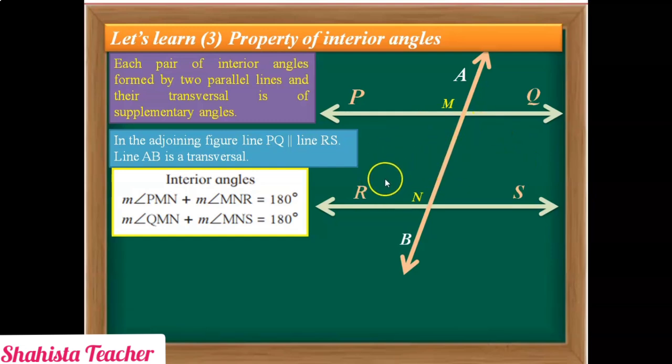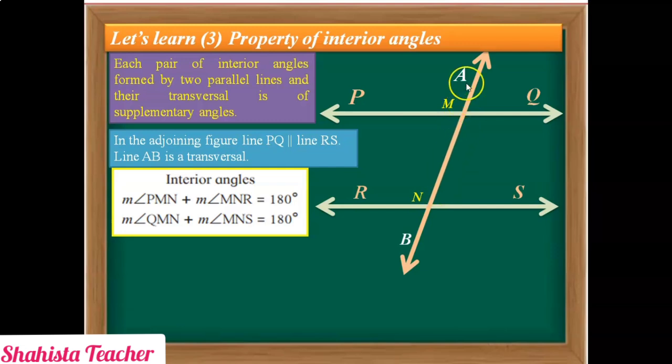So interior angles are those on the transversal and inside the given lines. This area is an interior pair of angles. Interior angles are those where supplementary angles are formed. How do supplementary angles come? Supplementary angles come through this transversal line: one line carries two angles, and those angles are known as supplementary angles.